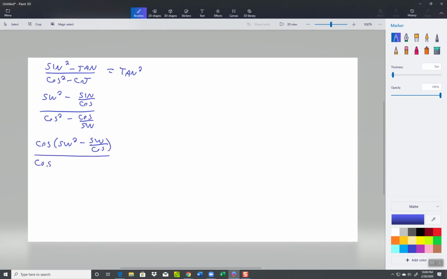Hope you can read my writing. And I meant to multiply the bottom part by sine. Okay, sine. Cosine times sine squared is cosine sine squared. Cosine times negative sine over cosine gives you a negative sine. Down the bottom, we got sine times cosine squared is sine cosine squared. Sine times negative cosine over sine gives us negative cosine.